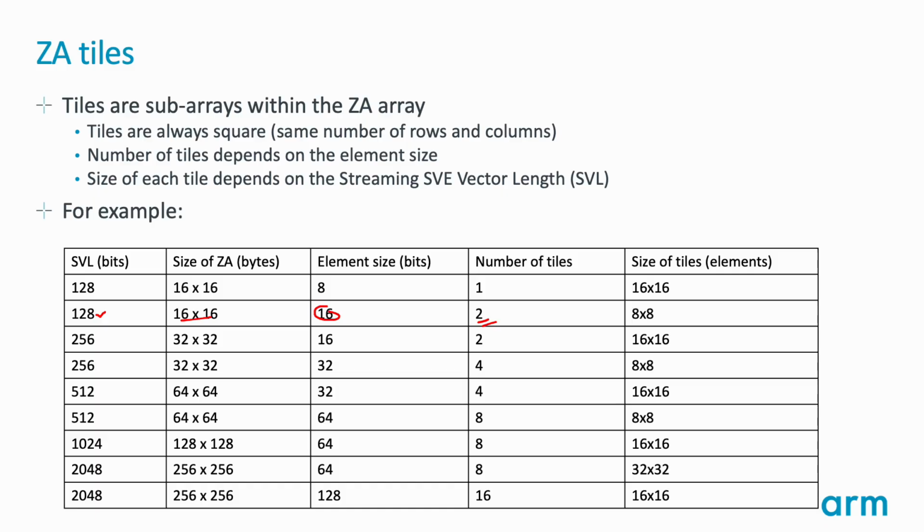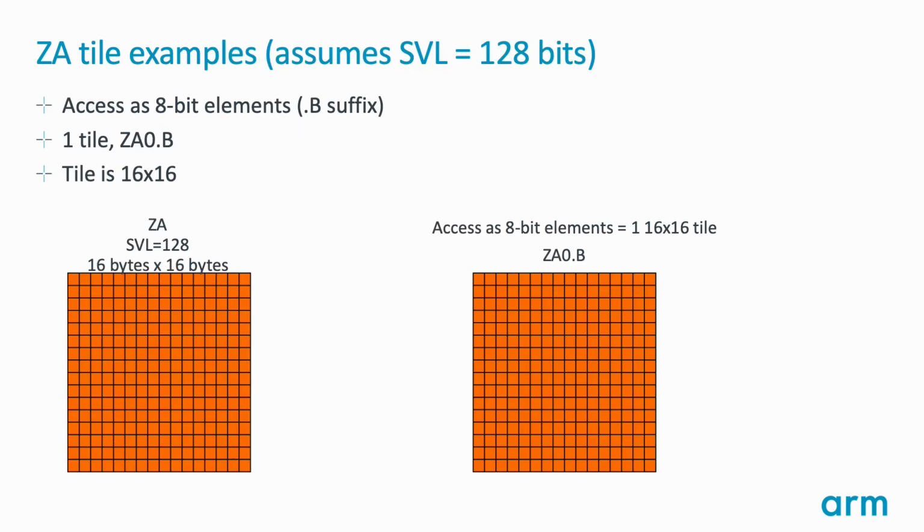Just for an example, let's look at how it looks from a visual perspective. Here is a ZDA tile for an SVL of 128 bits. The number of rows and columns is 16 by 16. The ZDA storage size is 16 bytes by 16 bytes. And this forms a single tile, and that tile is referred to as ZDA 0. The suffix 0 indicates the tile number. So ZDA 0 is a single tile, and the element size access is byte. So this B indicates byte.